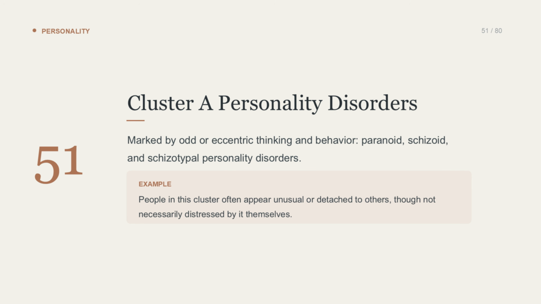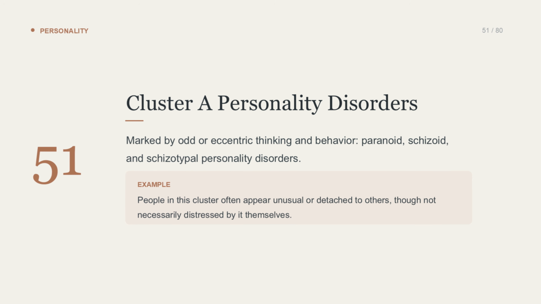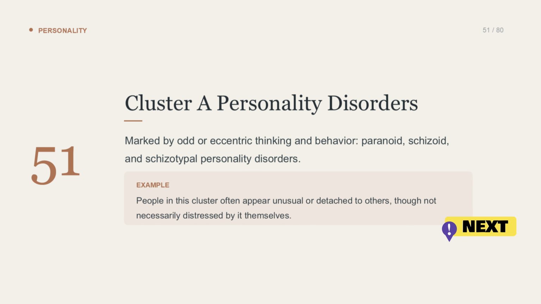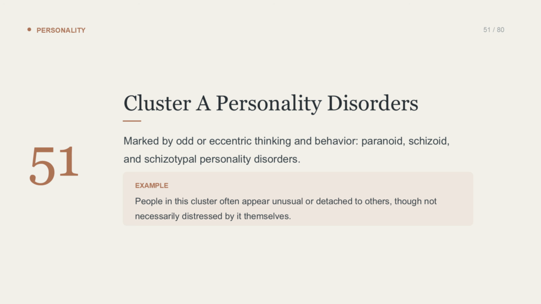51. Personality disorders. Cluster A personality disorders are characterized by odd or eccentric thinking and behavior and include paranoid, schizoid, and schizotypal personality disorders.